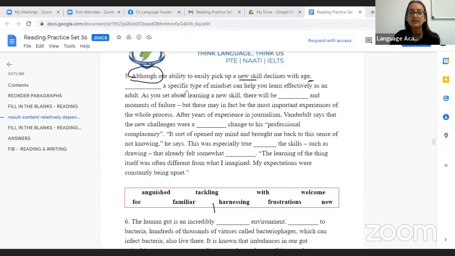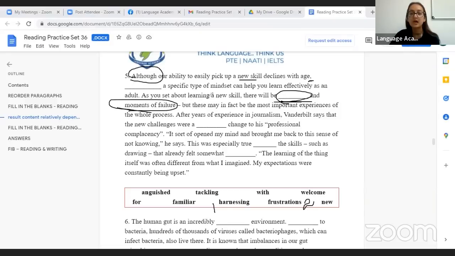And this says harnessing a specific type of mindset can help you learn effectively as an adult. As you set about learning a new skill, there will be dash and moments of failure. Moments of failure is a negative word. So here also we need a negative word. Moments were plural, so here also we need a plural word. So plural and negative, there's only one option: frustrations.